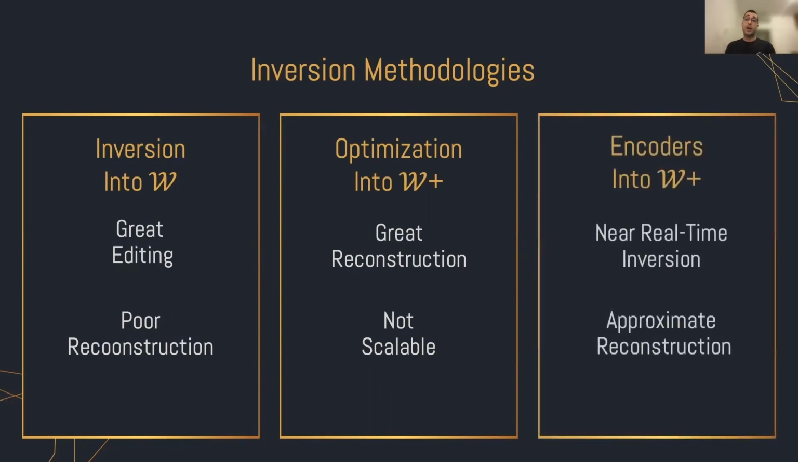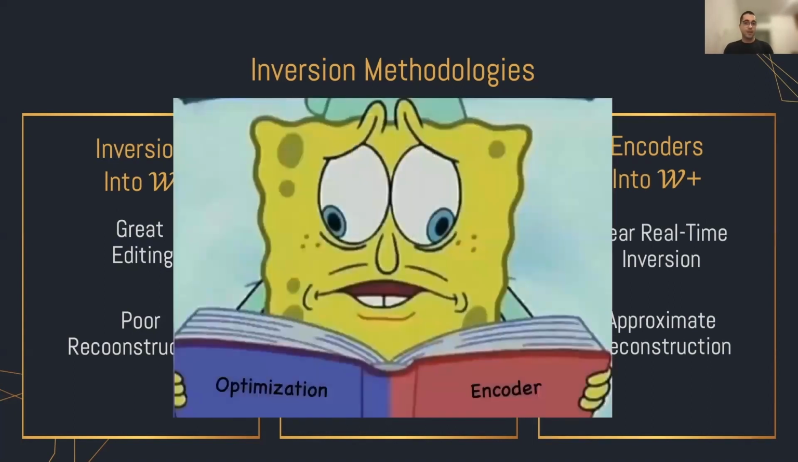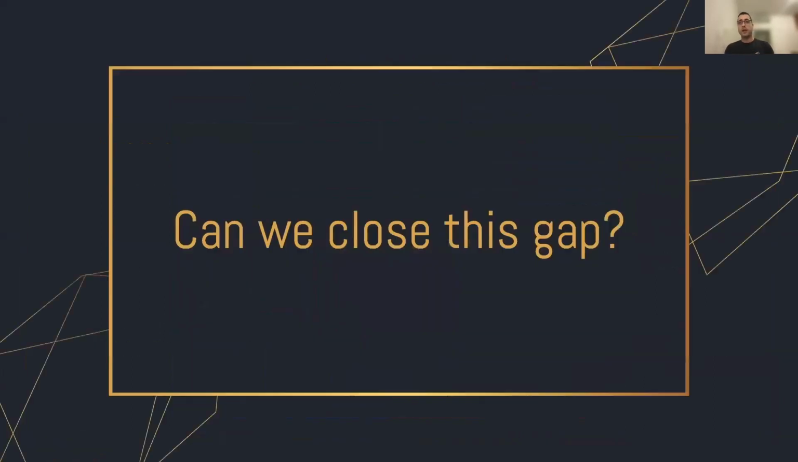It's not very useful for interactive applications. And as we just saw, we have encoders into W+, where we get near real-time inversion, but they only give us an approximate reconstruction, right? There's still this gap between optimization and encoders. Okay, so it seems like we're kind of stuck. We haven't really answered the question of whether to use optimization or whether to use encoders. So my next question is, can we try closing this gap?